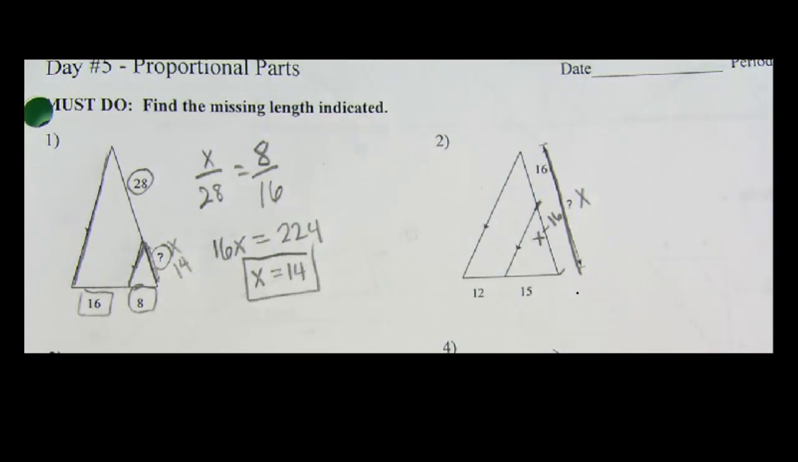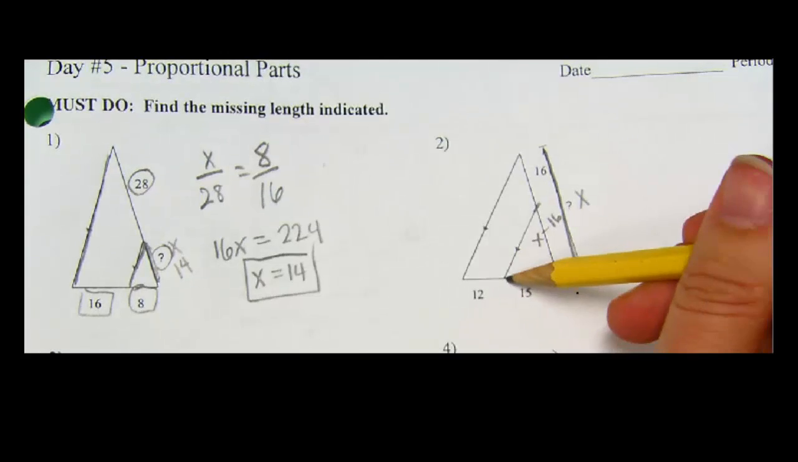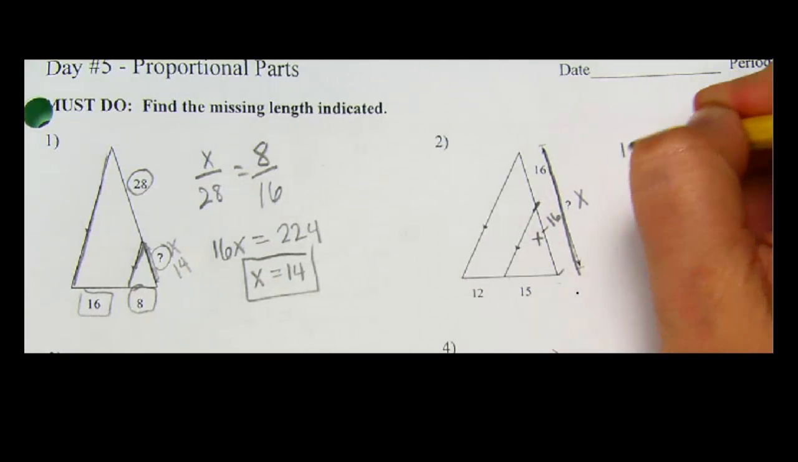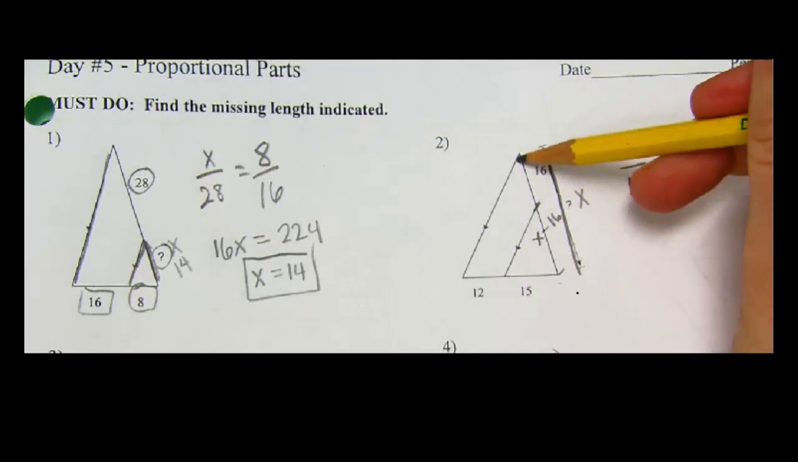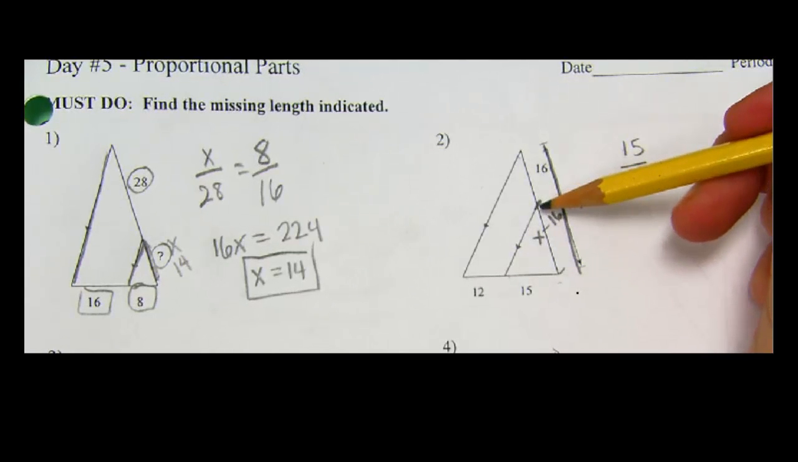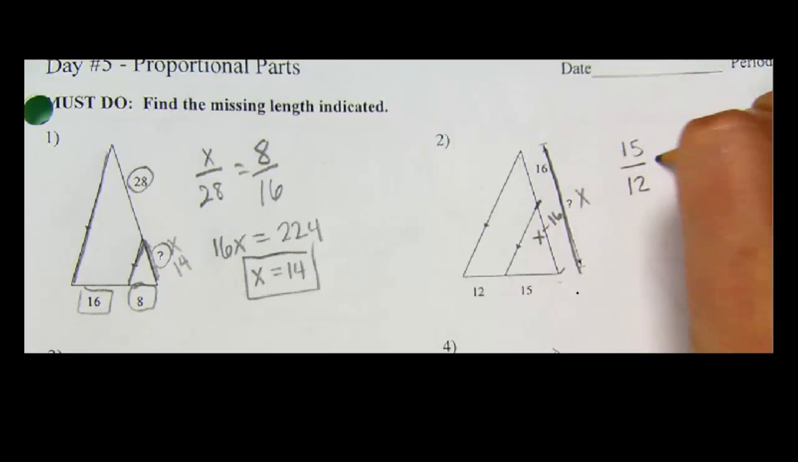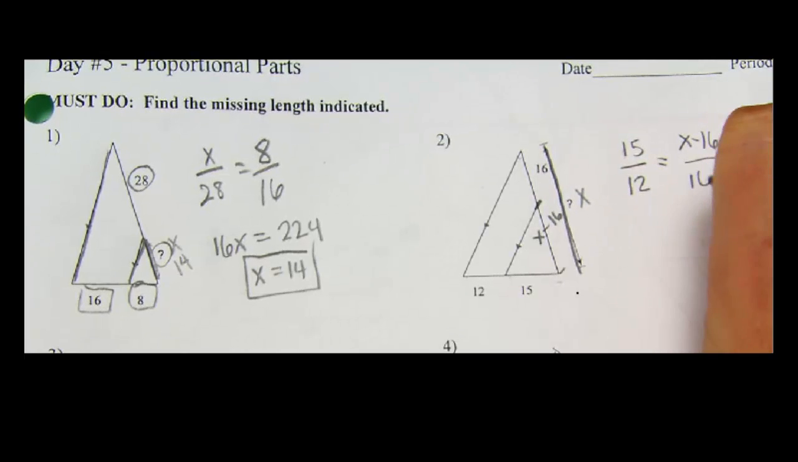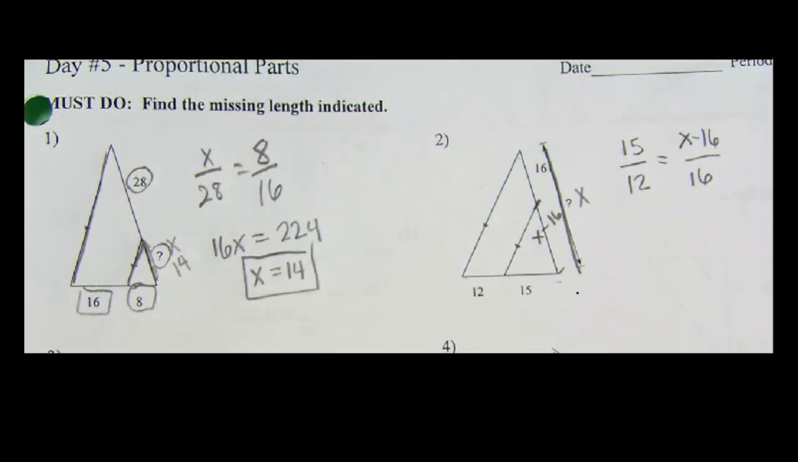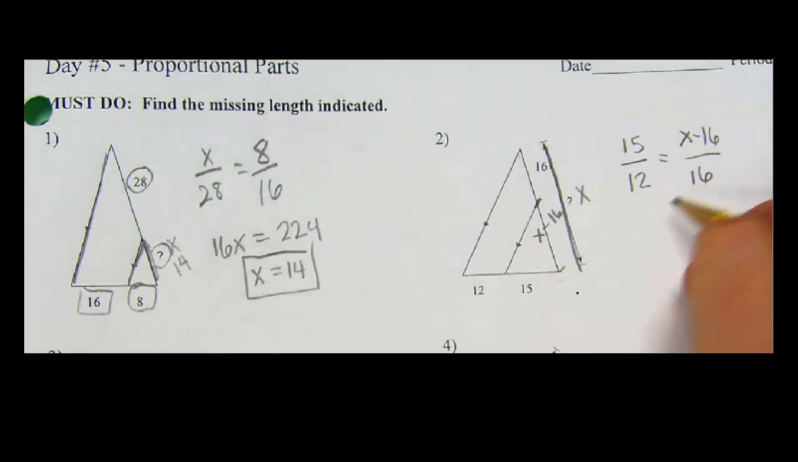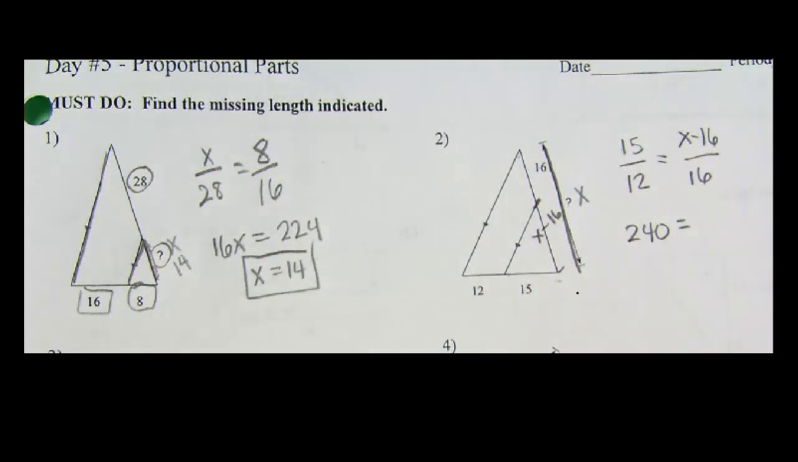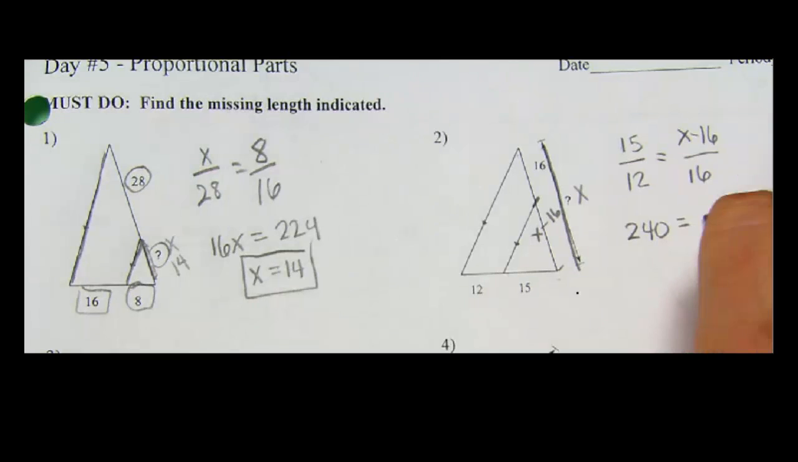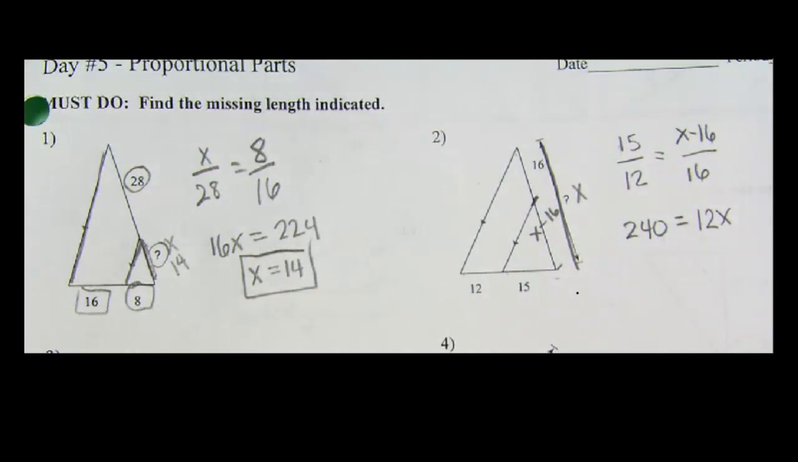Now, when we set up our proportion, along this side we have 15 on the top and 12 on the bottom. So 15 over 12. And on this side of the triangle, we have x minus 16 over 16. And again, what we need to do is cross multiply. So first thing I'm going to do is 15 times 16, which is 240. And then I'm going to multiply the 12 times the whole thing, x minus 16. So 12 times x is 12x. And then 12 times the negative 16 is a negative 192.